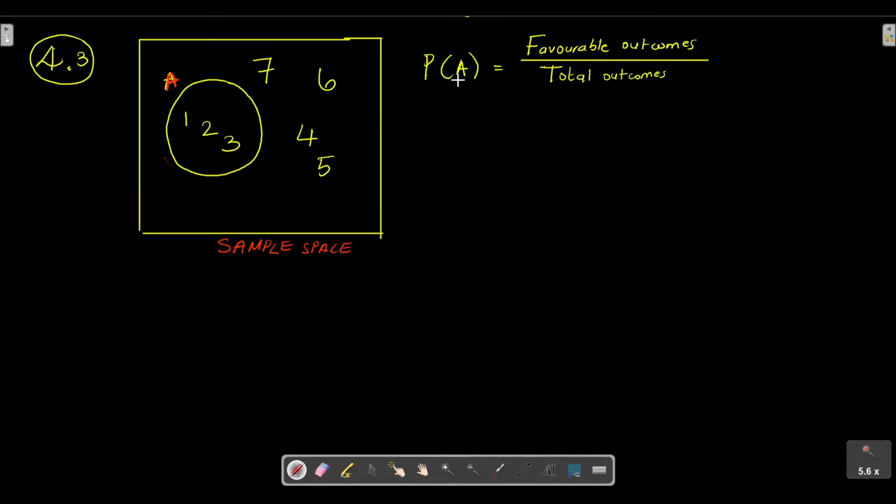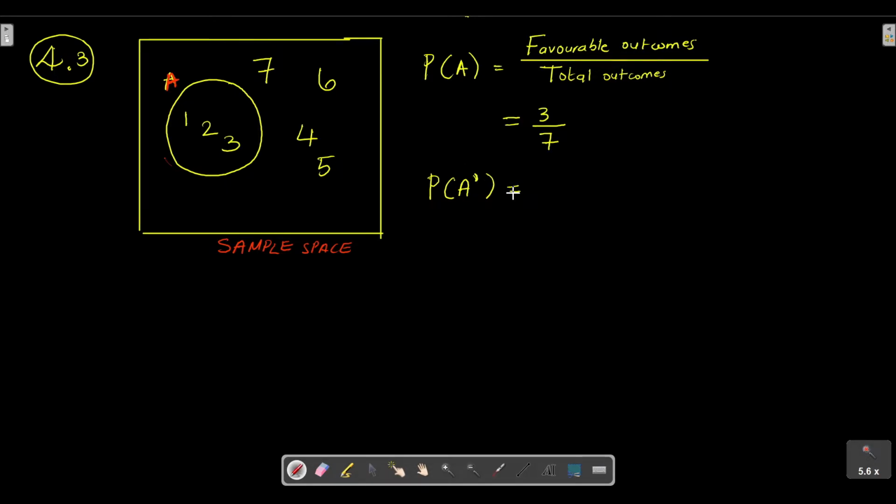So we said, what is the probability of A? It's just going to be the values that are in your event A, which is 3 over the total outcomes that we have, which is just 7. Okay, so it's just 3 over 7. So then what would be the probability that your outcomes are not in A? We basically denote not by that prime there.